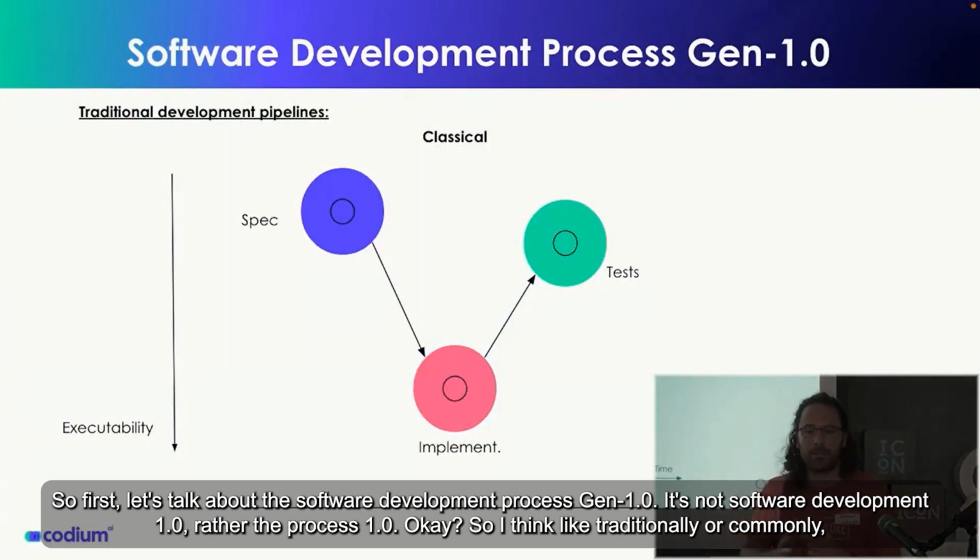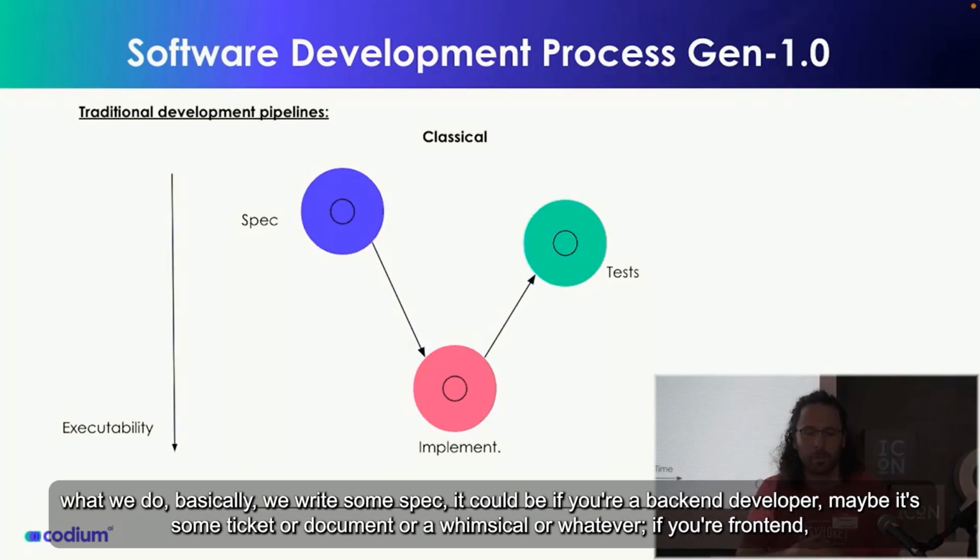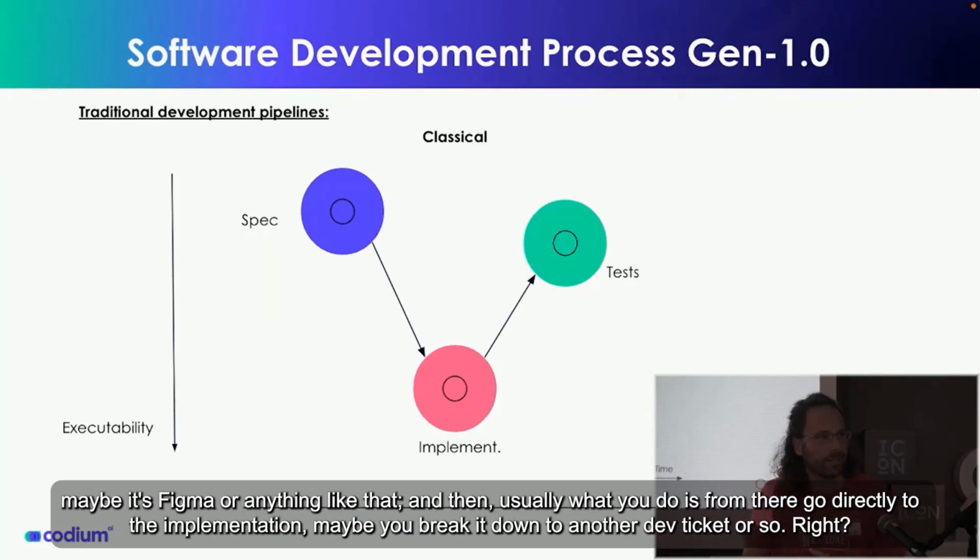So first, let's talk about the software development process Gen 1.0. It's not software development 1.0, rather the process 1.0. Traditionally, what we commonly do is write some spec. If you're a backend developer, maybe it's some ticket or document or Whimsical or whatever. If you are a front end developer, maybe it's a Figma or anything like that.